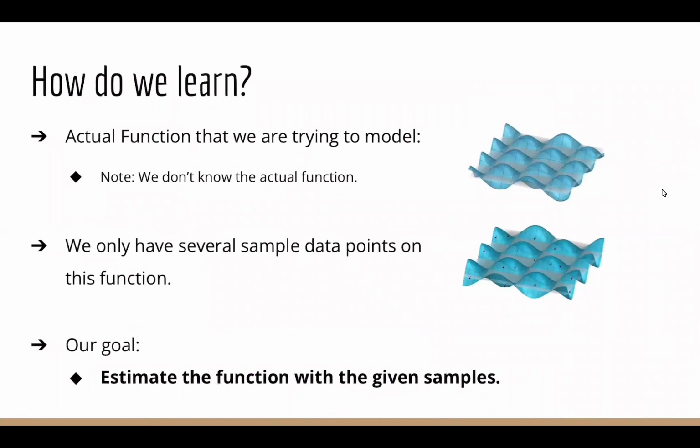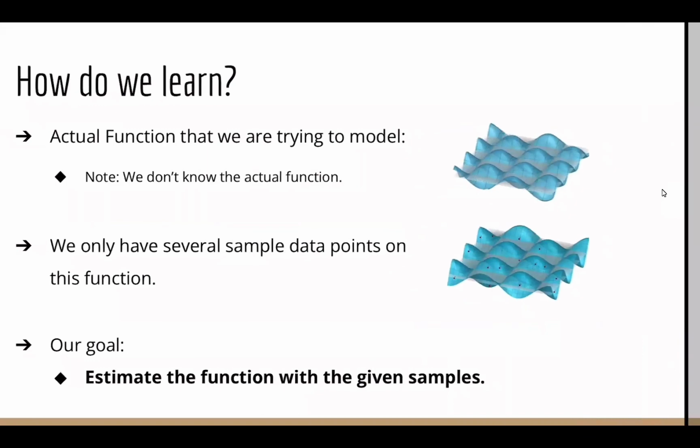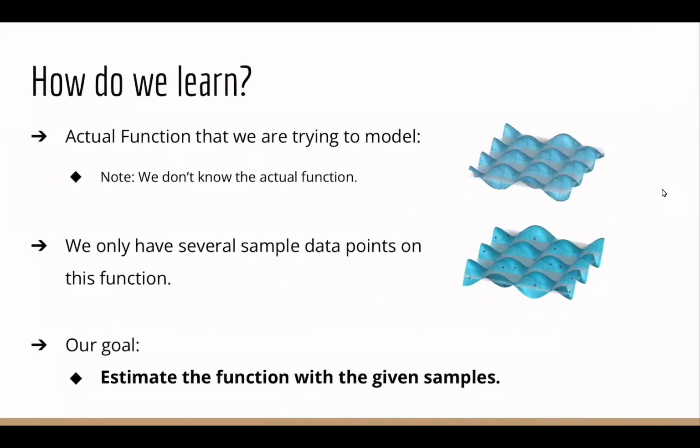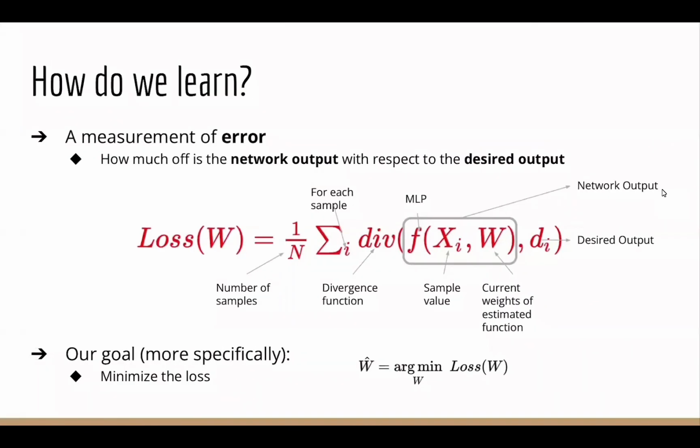Say we are trying to model an actual function, but we don't know the formula of it. However, we are given a bunch of sample data points on this function. So we can use the neural network to estimate the function with the given samples. But we still cannot directly get the formula. Our goal is only to estimate the function. So here we introduce the measurement of error to tell how good our current estimation is. It basically tells us how far off the network output is with respect to the desired output.